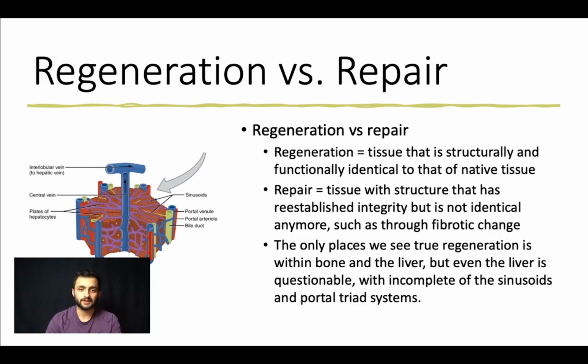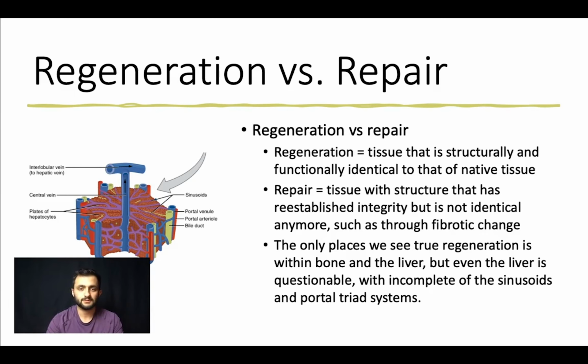The only places where we really see true regeneration are the bone and the liver. But even the liver is questionable, because when you think about the liver, we should be thinking about portal triads, and that's what's in the image here on the left-hand side. You'll see that we have the portal venule, the portal arteriole, and the bile duct. The three usually travel together, and when we get regeneration of the liver, it usually doesn't have as clean and concise a format as the original structure of the different sinusoids and the different functional units of the liver. So we do get regeneration on a very technical level, but it doesn't usually look exactly the same.